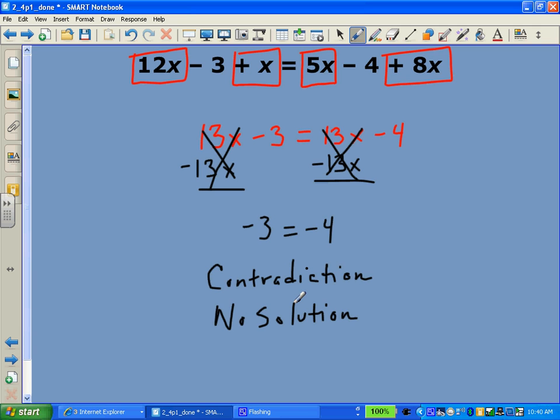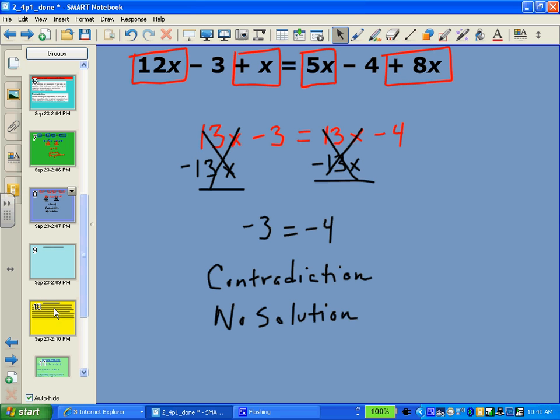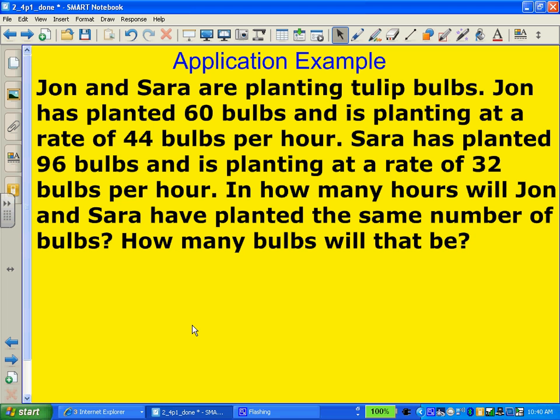So that's what contradictions are going to look like. Okay? So many solutions is where the statement at the end is true. Contradiction is where the statement at the end is not true. Okay? Then you'll also be seeing our favorite story problems on today's work.